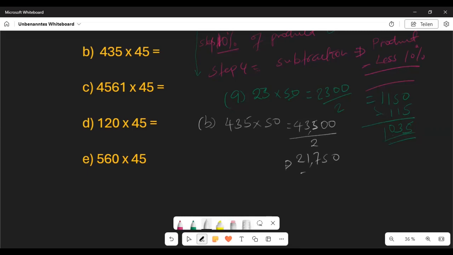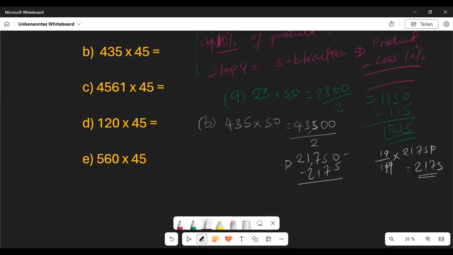So here we have 5, 7, 1, 2. If you want to prove that, you can say, what is 10%? 10 over 100 multiplied by 21,750. You see that this 0 will cancel with 0, and this 0 will cancel here. So we will just have 2,175. So that's going to be the 10% that we're supposed to subtract from here.